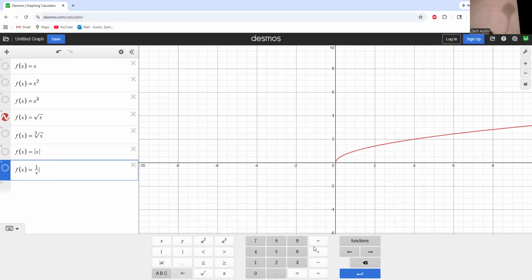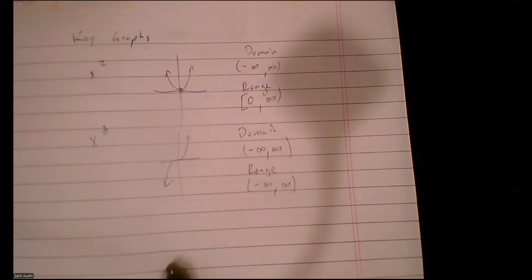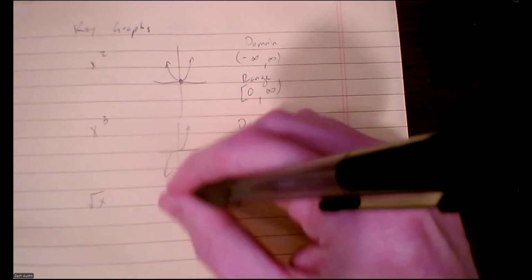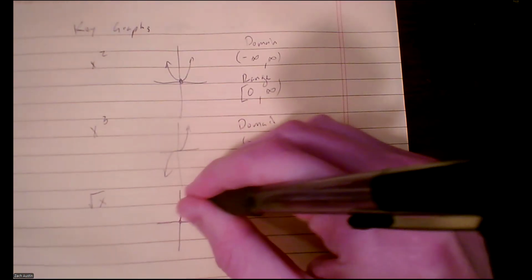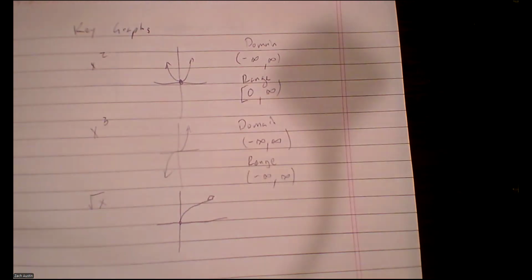Okay, let's talk about domain and range. So just pop back over here. Okay, so square root of x, sometimes we call this our radical equation. Okay, our graph looks like this, shoots off to the right.